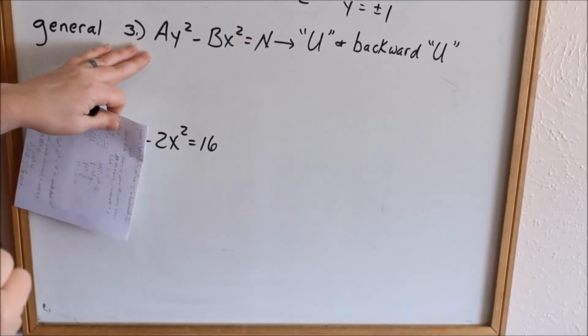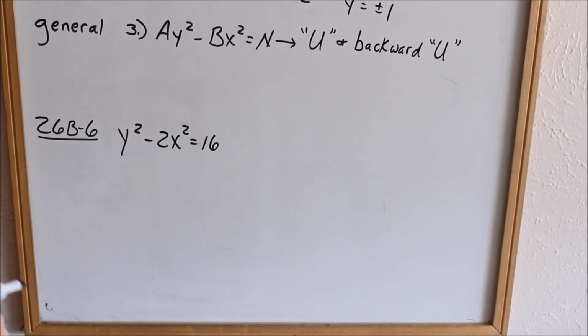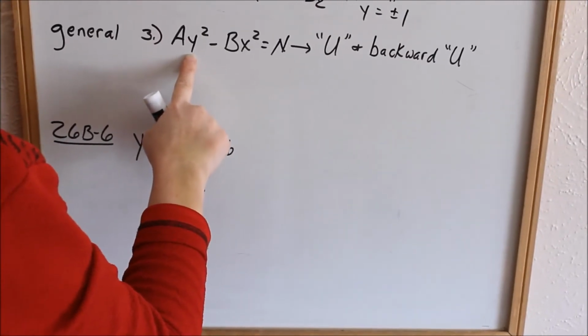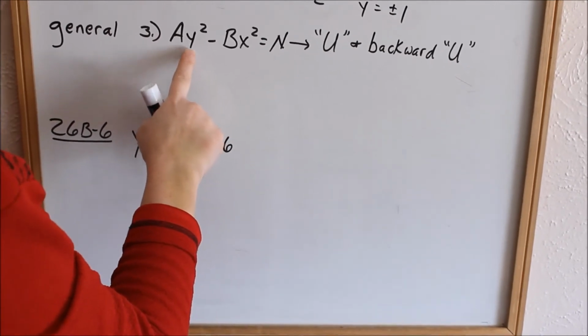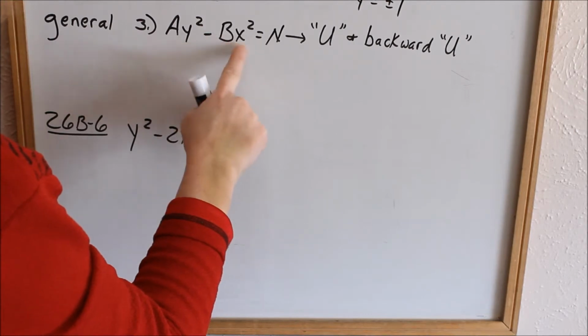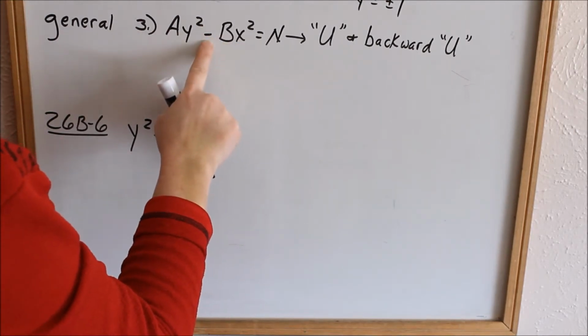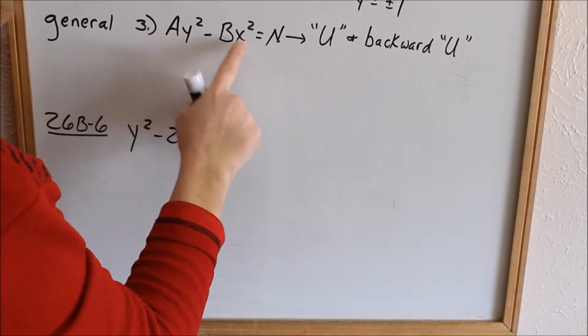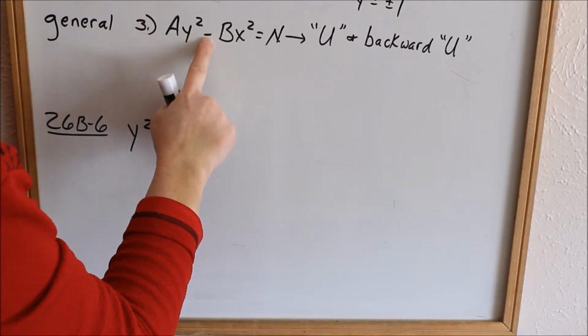Okay, hyperbolas can take a third general form. The second form was when x squared was first. Now the third form is where y squared is first, where we have a y squared term minus an x squared term. Remember, hyperbolas have a subtraction sign. Ellipses and circles have a plus sign with an x squared and a y squared term. Hyperbolas have a subtraction sign.